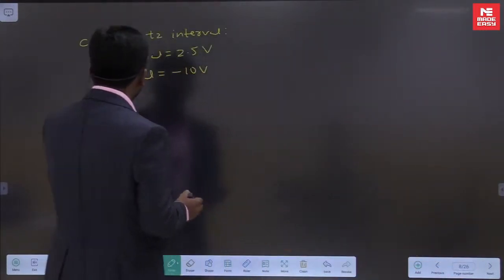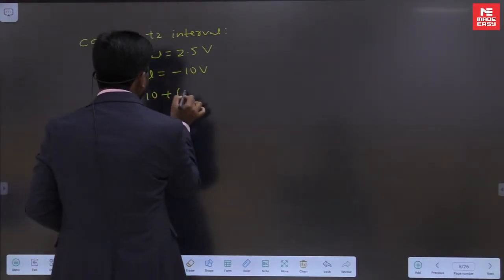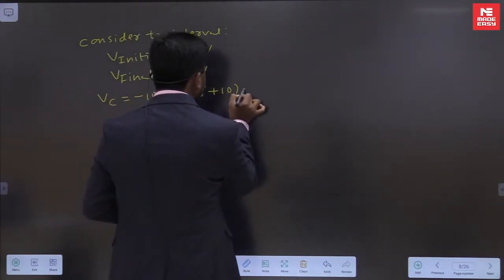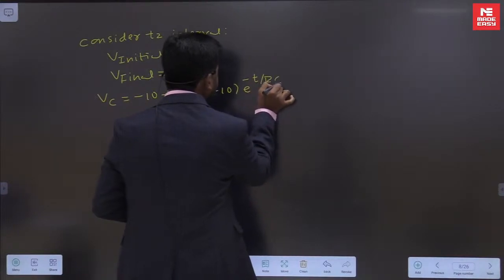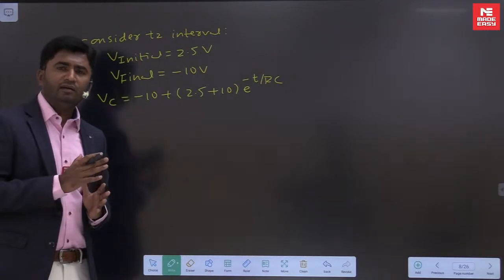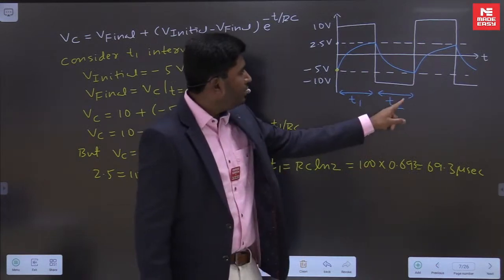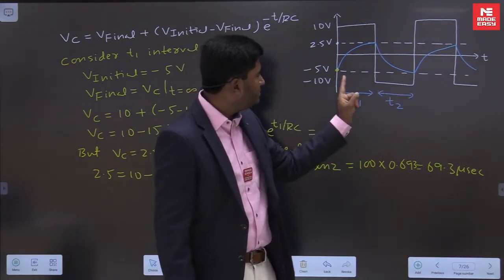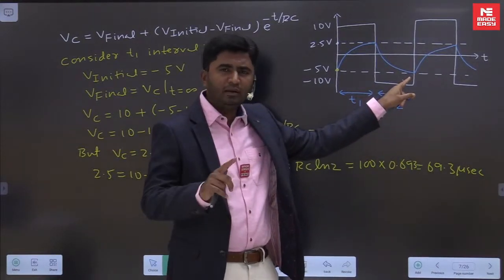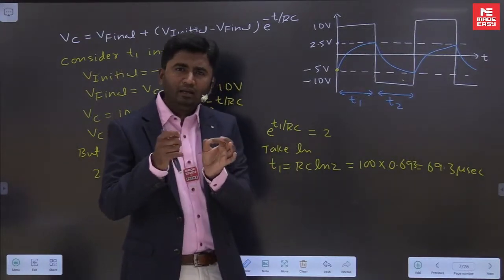Then use your transient equation Vc equal to V final plus V initial minus V final, minus into minus, it will become plus 10 into e to the power minus T by RC. So this becomes the equation for capacitor voltage in the interval T2. Now we will apply this condition. At the end of T2 interval, capacitor voltage becomes minus 5. So we will now substitute Vc equal to minus 5 and T equal to T2.